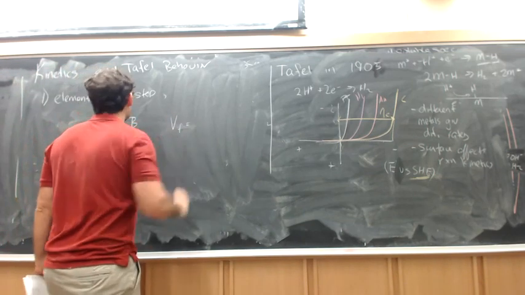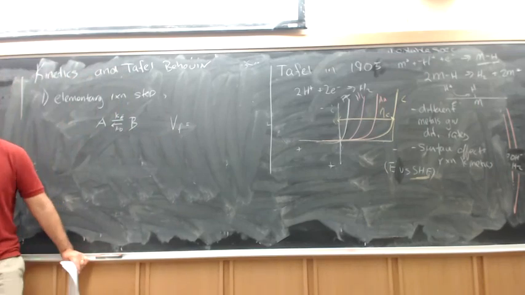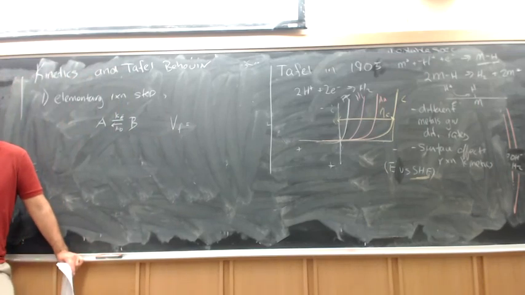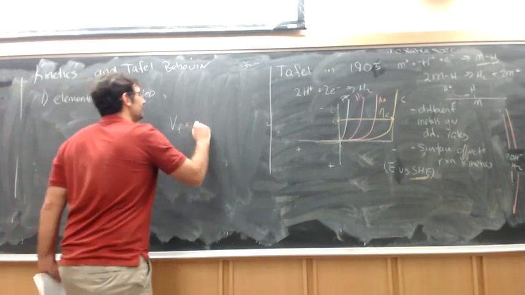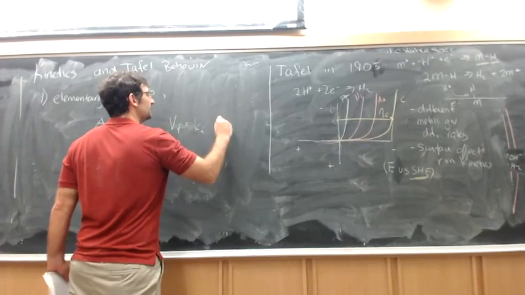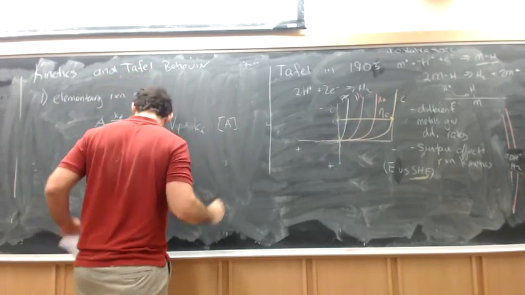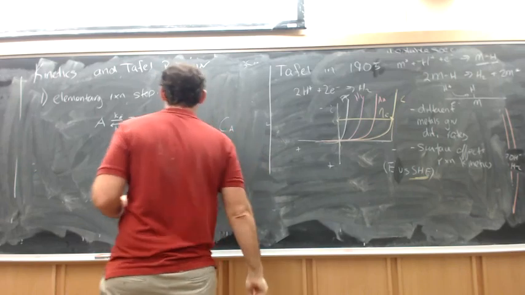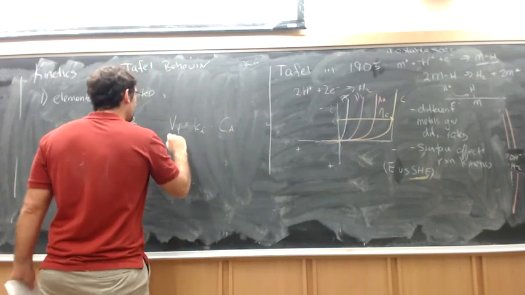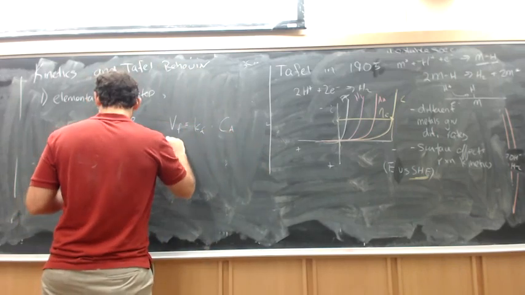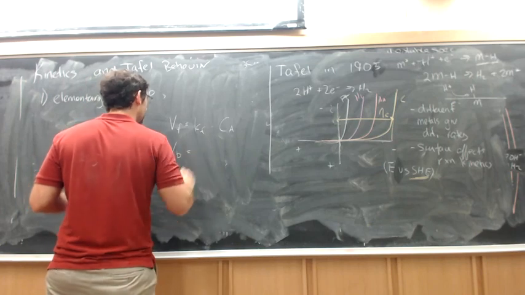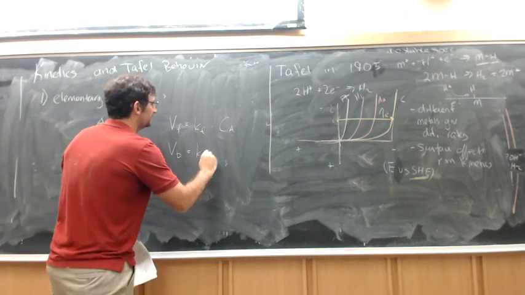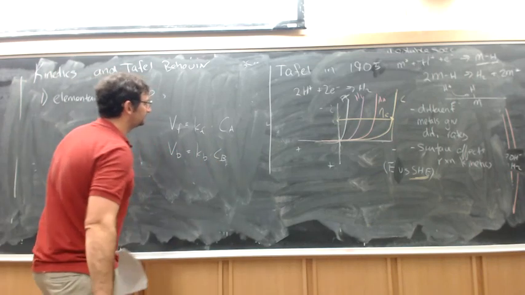What's the forward rate of reaction? Based on simple freshman kinetics, you learned it, right? Kf times what? Concentration A. So I'm going to write it differently. Ca, so it's consistent with the notes. And V back equals what? Kb times C back, right? Or CB.